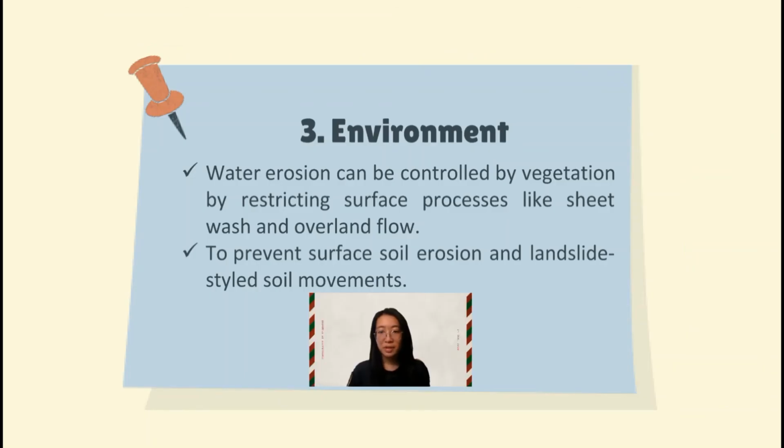To prevent surface soil erosion and landslide-style soil movements, vegetation management in urban, wooded, coastal, marine, freshwater, and other riparian zones should retain and maintain plant cover. Water erosion can be controlled by vegetation by restricting surface processes like sheet wash and overland flow. By improving soil cohesion, vegetation can make a significant contribution to slope stability. The morphological qualities of the root system and tensile strength of single roots are both important factors in root cohesiveness.